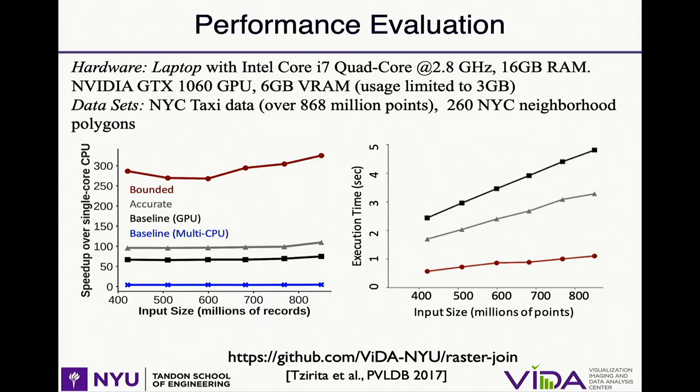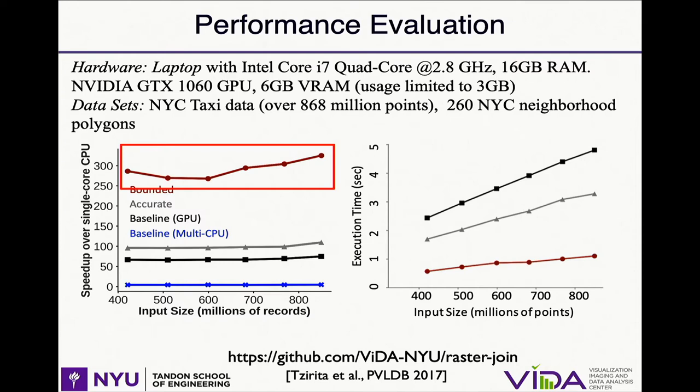So here are the performance results. And I should point out that we used here the taxi data that has a little bit over 880 million taxi trips. And we ran all the experiments on a laptop, right? Laptop like the one that most of you have, with 16 gigabytes of RAM and an NVIDIA card where we used only 3 gigabytes of the card, right? And here are the performance results as we increase the size of the input from 400 to 800 million. And I'd like you to focus on the top line here, which is the bounded raster join.